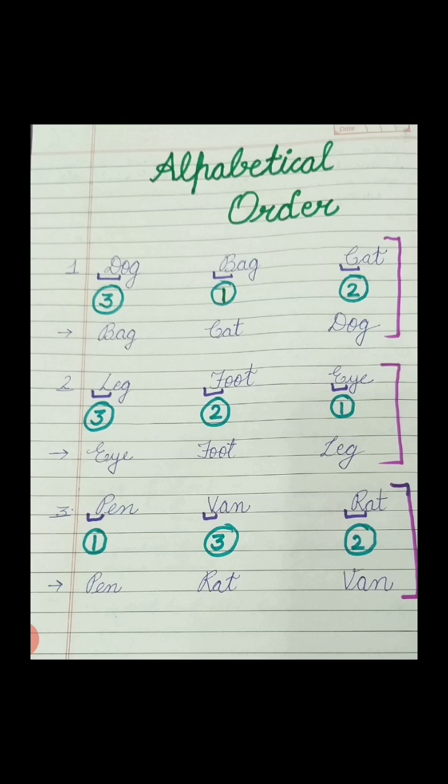Well done. This was your first chapter of grammar, the alphabet. Now let us recapitulate what we have learned today. We have learned the alphabet, vowels and consonants, and alphabetical order.